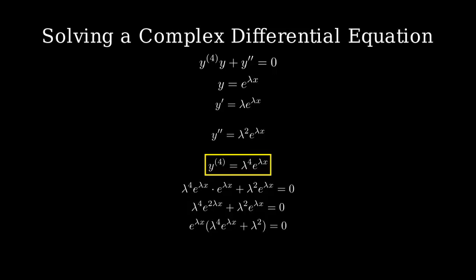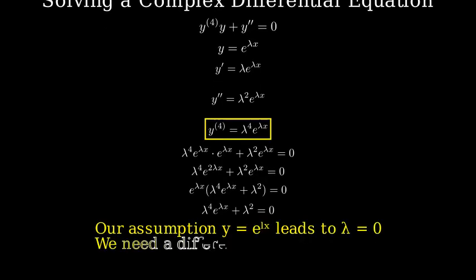Since e to the lambda x is never 0, the other factor must be 0. This means lambda to the fourth power e to the lambda x plus lambda squared equals 0. However, we've reached a contradiction here. This equation can only be satisfied when lambda equals 0, which means our initial assumption of y equals e to the lambda x might not be the best approach for this differential equation.